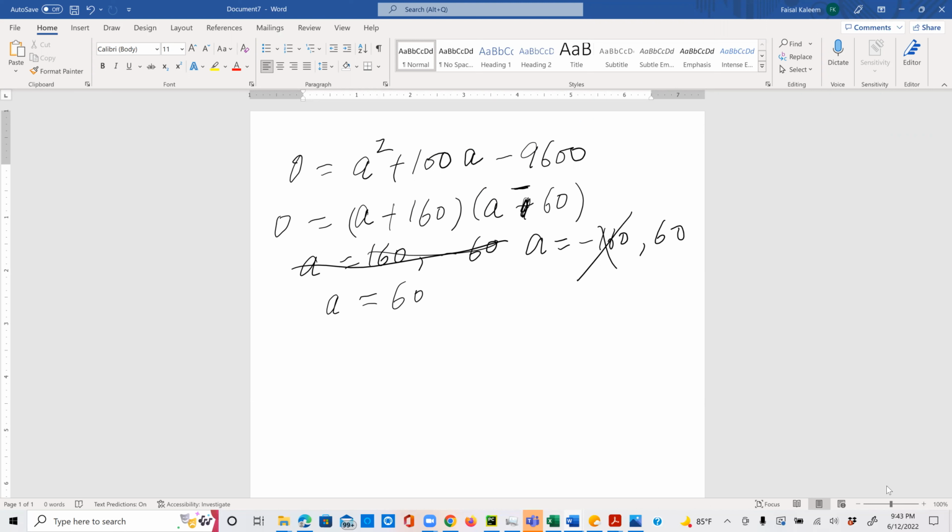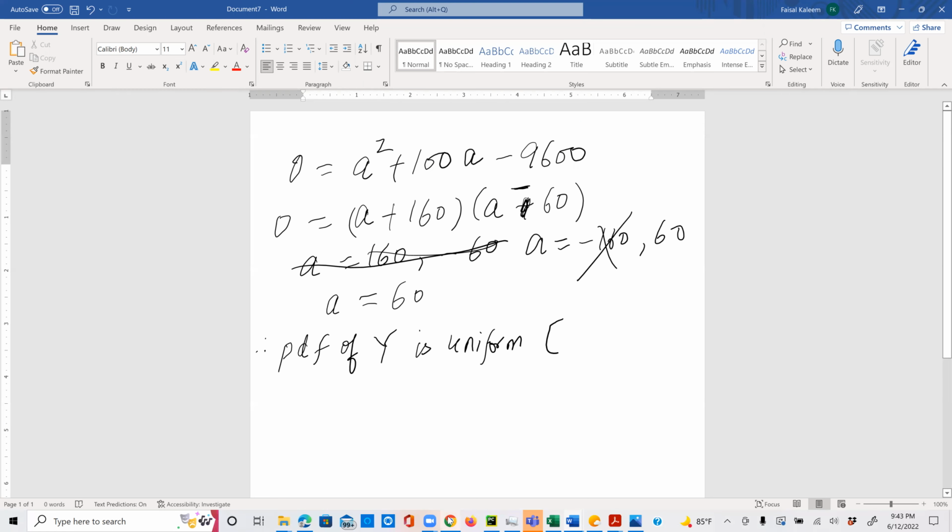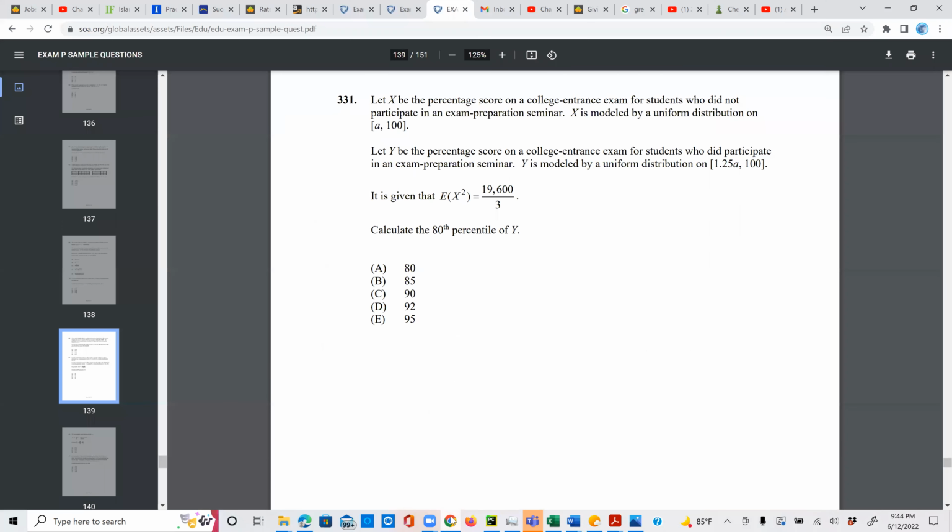Now, therefore, the PDF of Y is uniform. Y was uniform on 1.25 times A to 100, so 1.25 times 60 to 100. What's 1.25 times 60? 75. Now we have the exact uniform distribution of Y, and the question was to find the 80th percentile.